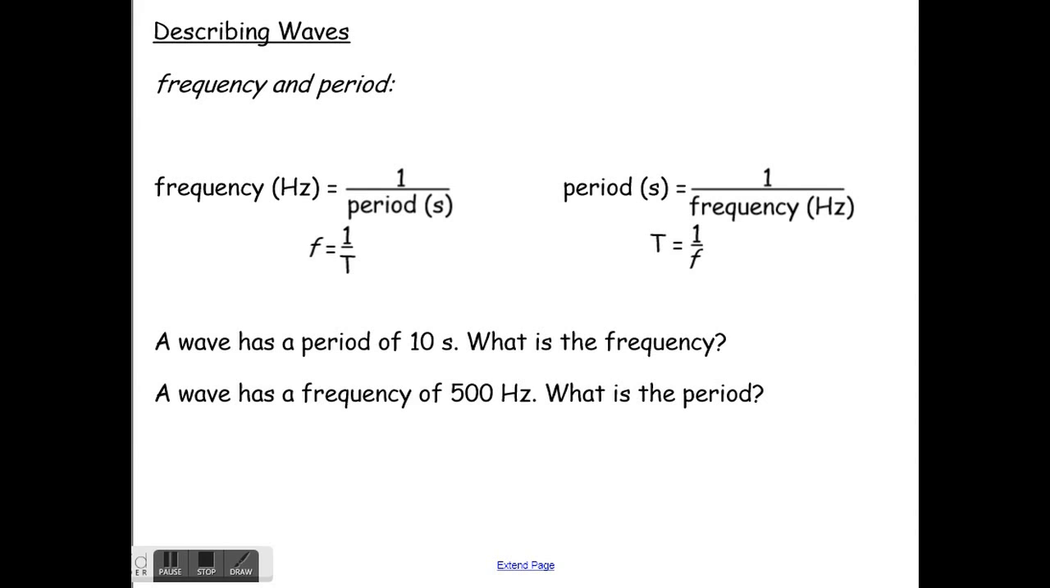So for our first example here, a wave has a period of 10 seconds. What is its frequency? If I'm trying to find frequency, I'll use this formula here. To get the frequency, I just take 1 divided by my period, which is 10 seconds. So the frequency in that case would be 1/10, 1 over 10 hertz. That means it's going to be 1/10 of a cycle per second.